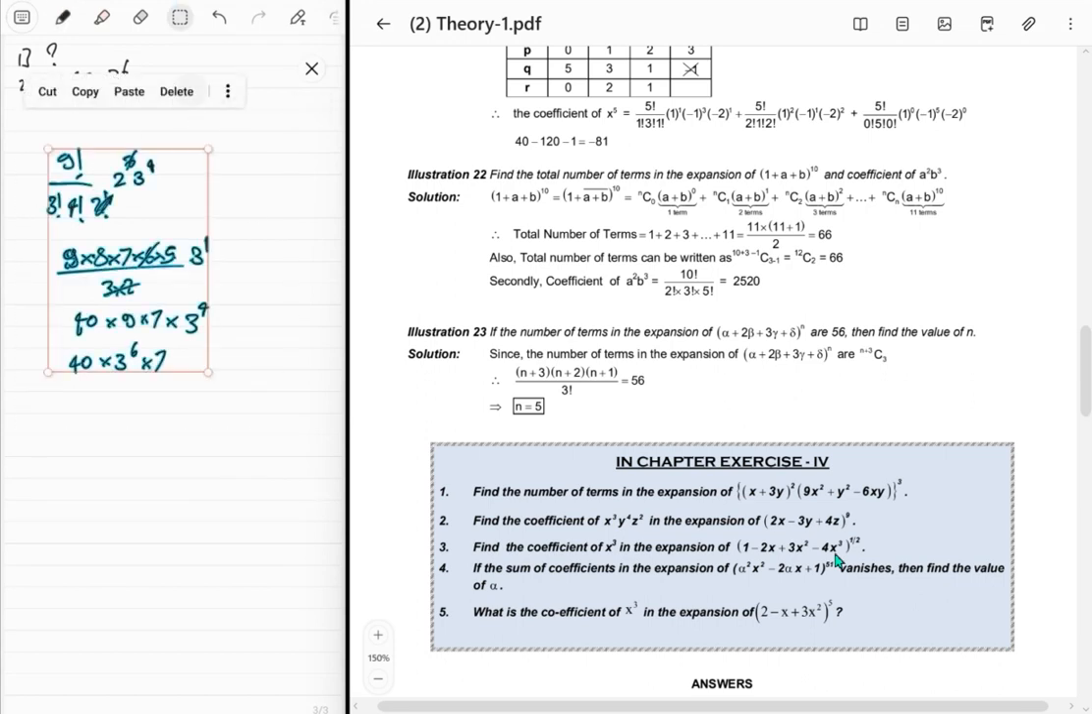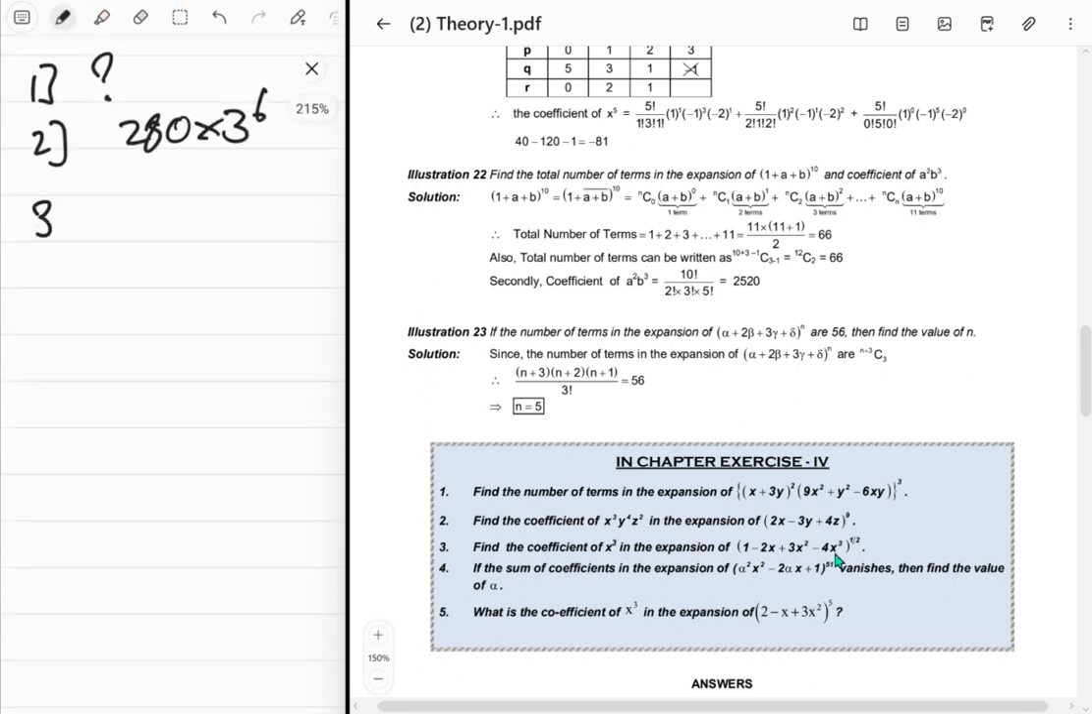So third question is, find the coefficient of x power 3 in the expansion of this thing: 1 minus 2x plus 3x squared minus 4x cube, to the power of 1 upon 2. Okay, this is different. We could actually think about factorizing this thing, right? Maybe, just maybe, we can do that.